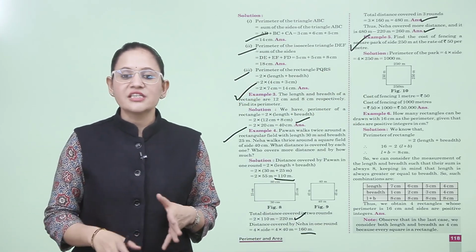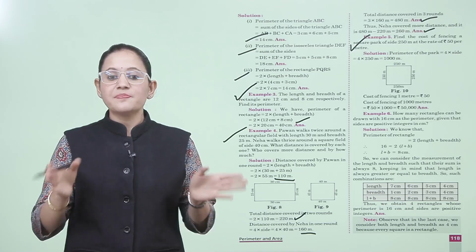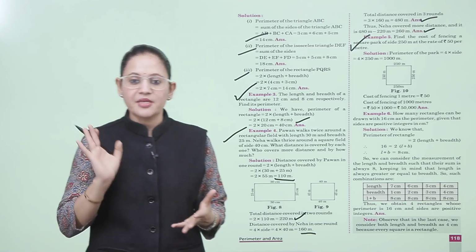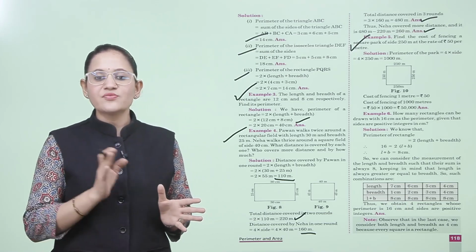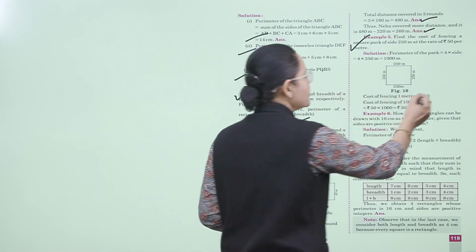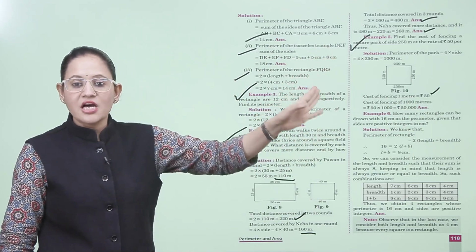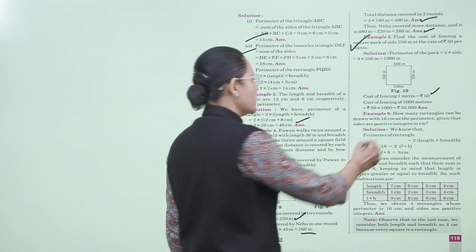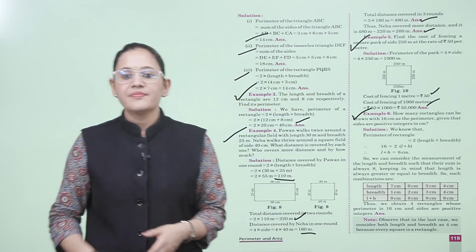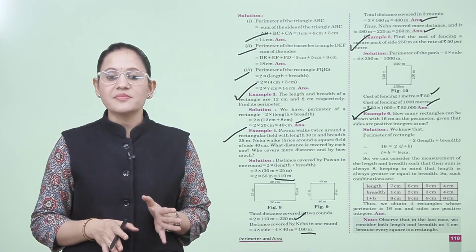Find the cost of fencing the square park of side 250 meter at the rate of rupees 50 per meter. So first, we have to fence, so we have to find the perimeter. Perimeter of park, 4 into side, means 4 into 50, 1000 meter. Now the cost of fencing 1 meter equals rupees 50. So cost of fencing 1000 meter, 1000 into 50, that is 50,000 rupees. Clear? Now example 6.